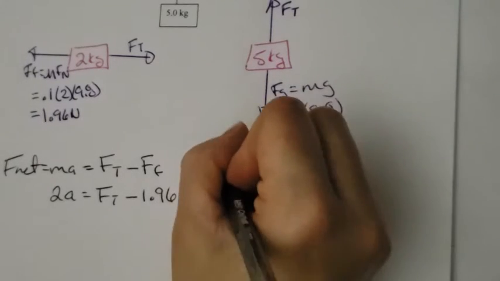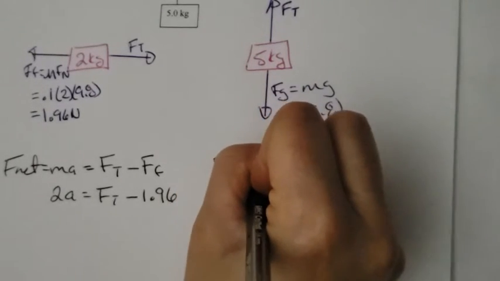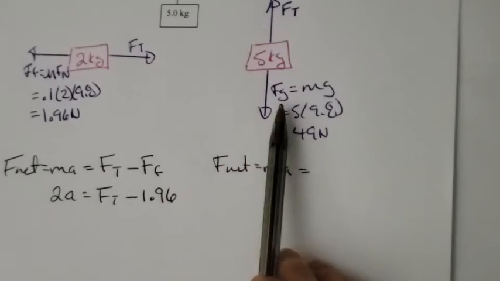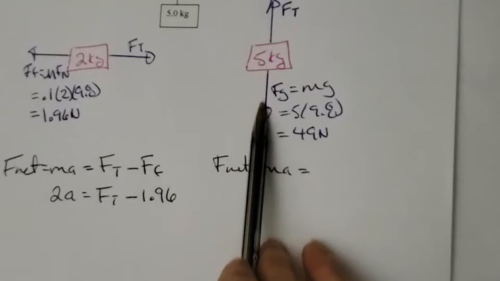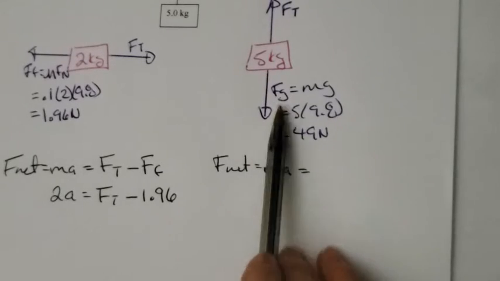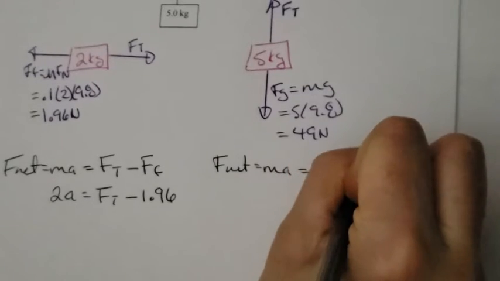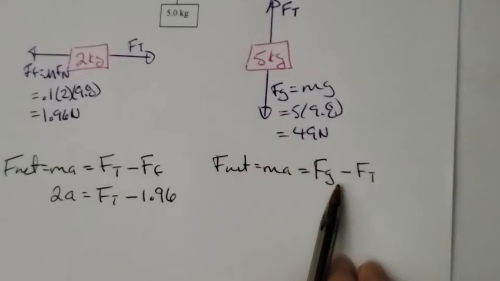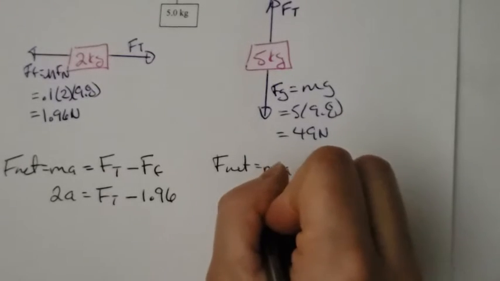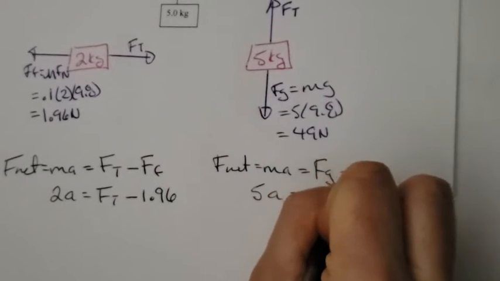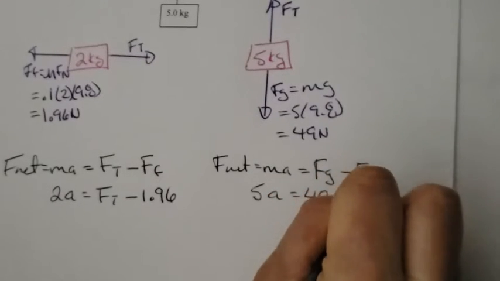We're going to do the same thing for the other mass. So we have Fnet is equal to ma is equal to the sum of the forces. So in this case here, this object's moving down, so the force of gravity is bigger than the force of tension. So it's going to be the force of gravity subtract the force of tension. It's negative because we're in the opposite direction. Plug in what we know, which will be 5a is equal to 49 minus the force of tension.